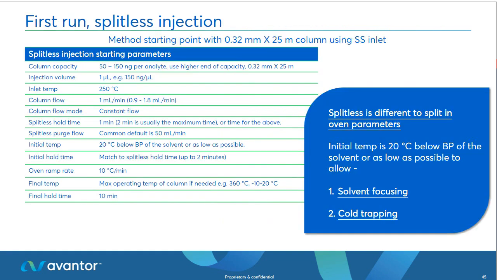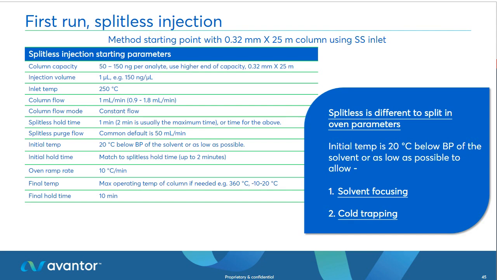There is a difference when it comes to splitless injection, and this is why in this section on the right that I've highlighted. Splitless is very different in oven parameters. It has initial temperature that is 20 degrees below the boiling point of the solvent, or as low as possible the inlet will allow. This allows for solvent focusing and cold trapping, which is essentially concentrating and focusing the sample and the solvent at the head of the column, which is different from the split injection.